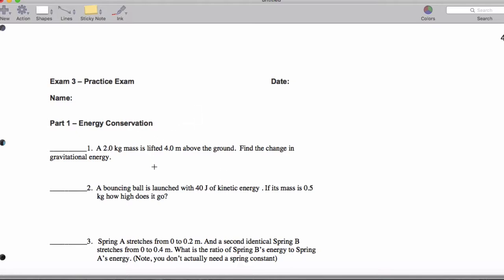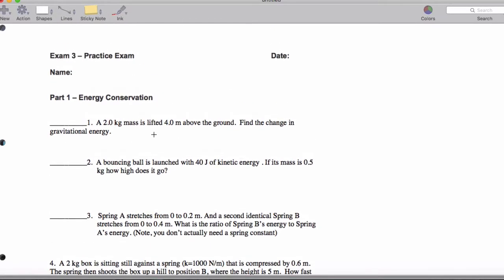So we have a 2 kilogram mass lifted 4 meters above the ground. We want to find the change in gravitational energy. Honestly, for the opening of this test, I just want to warm you up, so don't try to do crazy bar graphs and things like that. Keep it simple. Mass, height, and the change in gravitational energy means we go from the ground to the air. So we're going up to a height of 4 from 0. So your change in gravitational energy is simply going to be m times g times h, which is 2 times 10 times 4. So we're simply going to get 80 joules of change.